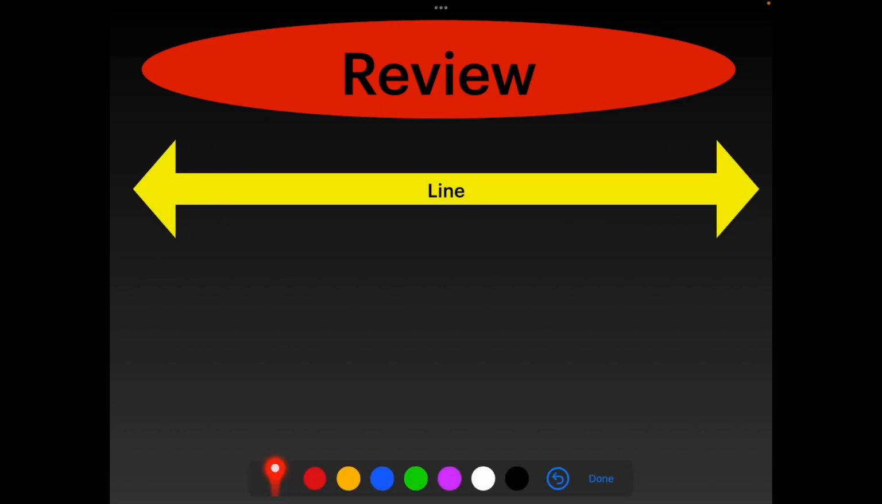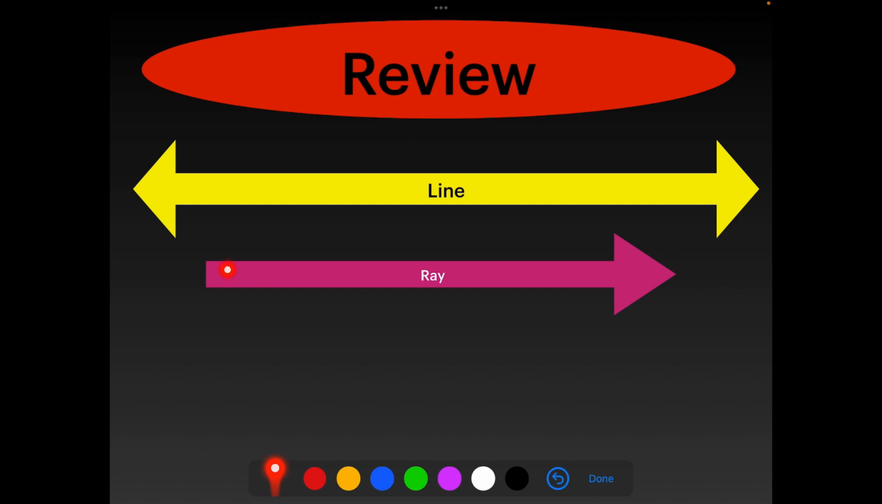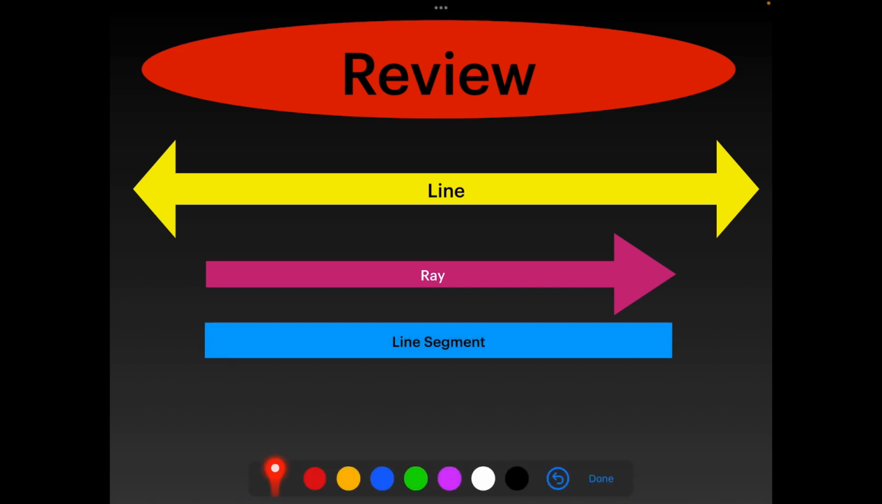All right, before we start here, let's review some of the terminology that we learned the other day. Well, we had the line. If you remember, on the line, it continues to go one direction and the other. That is considered a line. We also learned about a ray, which is where we have a stopping point and it then continues going one direction or the other.